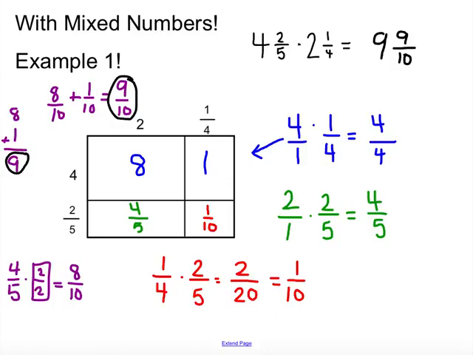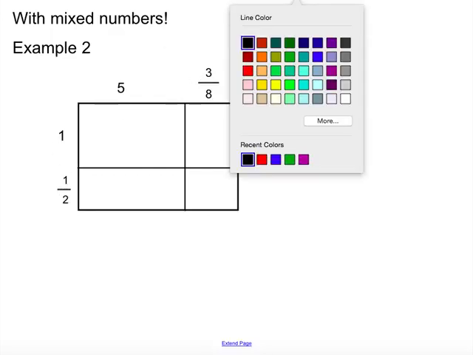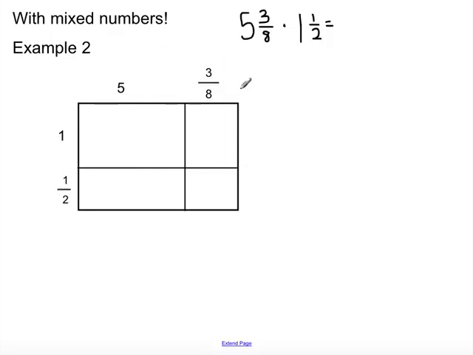So we will do another example. Example number 2, we have 5 3/8 times 1 1/2. And again, I've already set up the problem. We have 5 3/8, we have 1 1/2. And we'll start here. 5 times 1 is pretty simple, 5. 1 times 3/8. This is really nice because we don't even have to do any calculations. 1 times 3/8, anything times 1 is itself, so this answer is going to be 3/8.